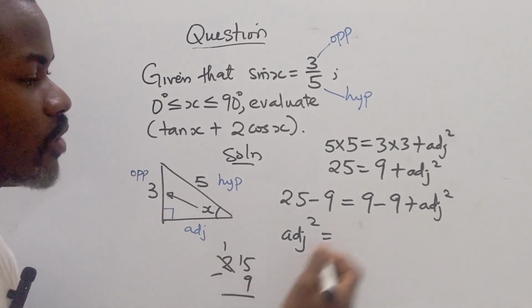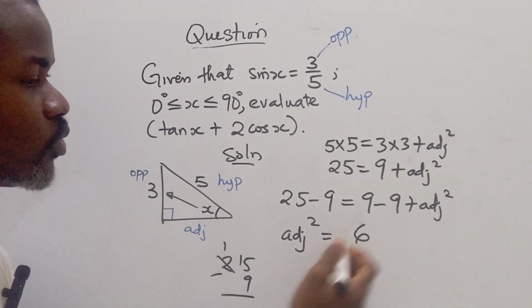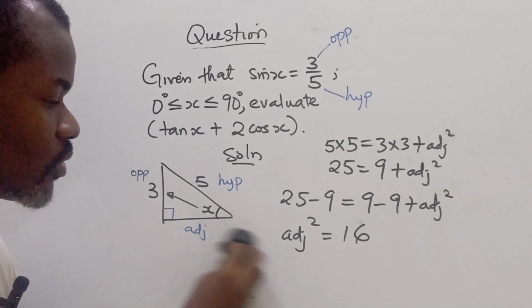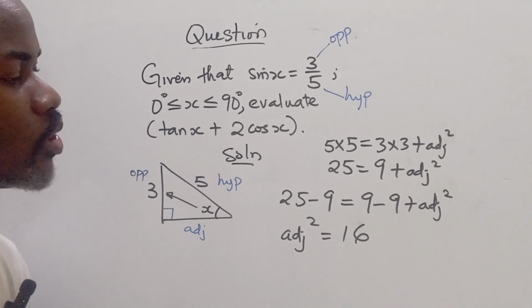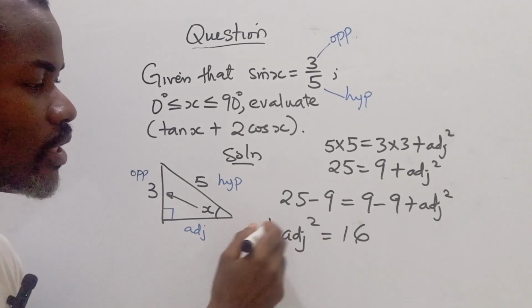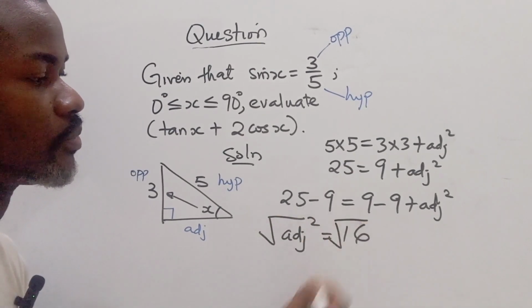9 is going to give us what? 6. We are left with 1 here. Alright, so 25 minus 9 gives us what? 16. So how do we find the adjacent? You want to take what? When you have a square, you take the square root of both sides.